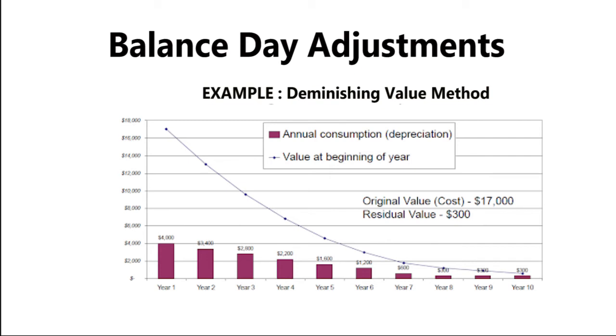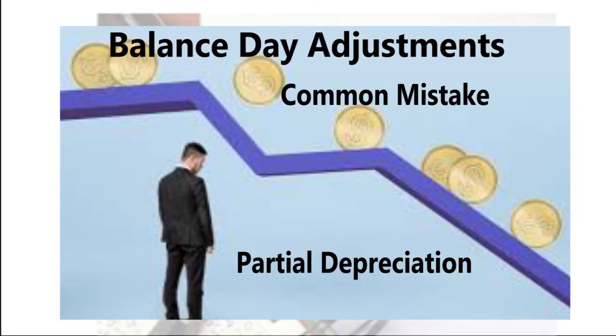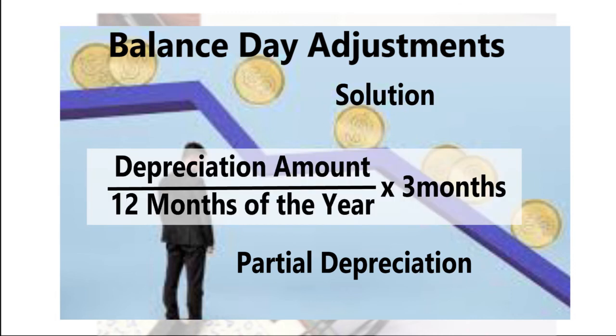every year. And some students find it hard to find the depreciation value, so it's good to use a depreciation schedule for them to arrive at the right amount of depreciation. Other common mistakes here is the partial depreciation. For example, when the asset has been used for only 3 months and the student applies the full year depreciation. But what they should do is take the depreciation amount, divide it by 12 months of the year and multiply it by 3 to arrive at the right depreciation amount.